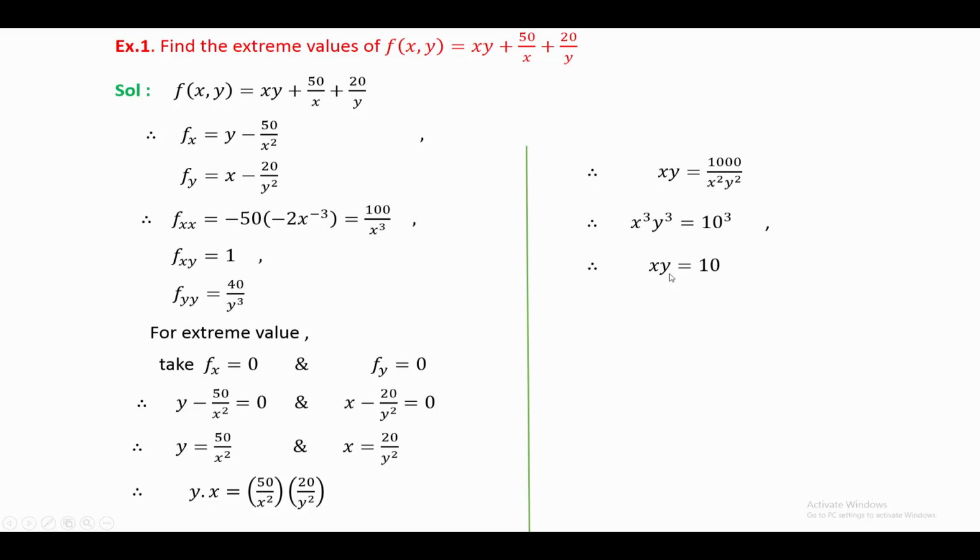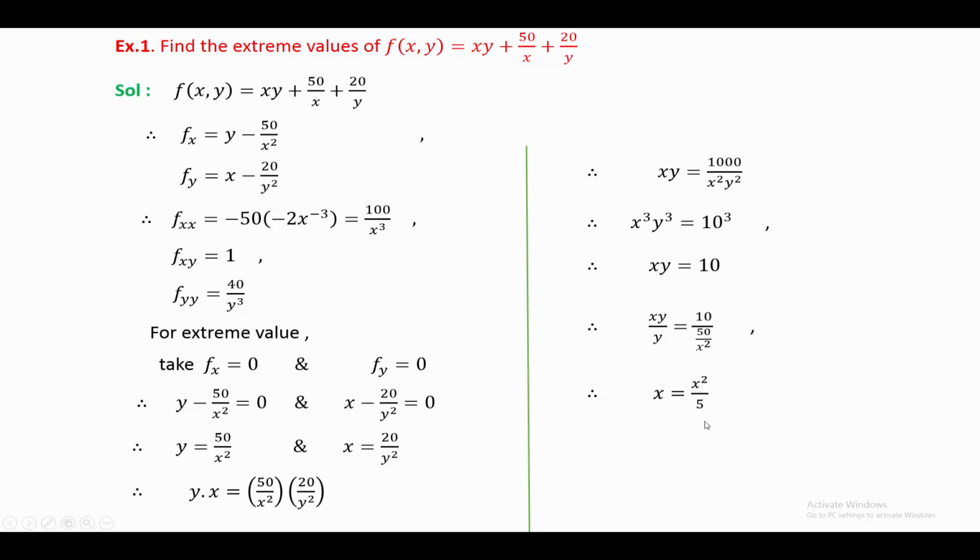Now find the value of x and y by using this. For that, divide this equation by y equal to 50 upon x square. Means xy upon y equal to 10 upon 50 upon x square. Y cancels, and we get x equal to x square in the numerator, x square by 5.